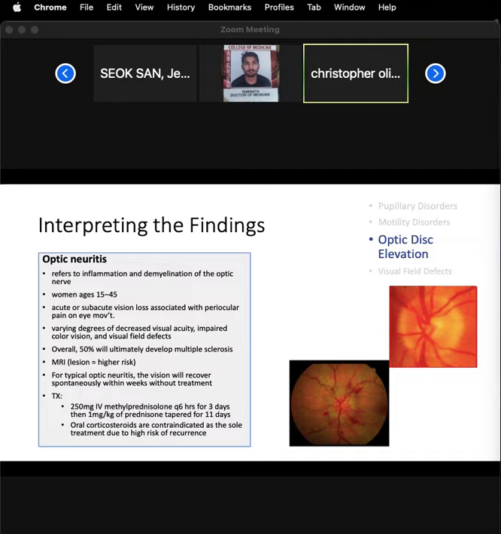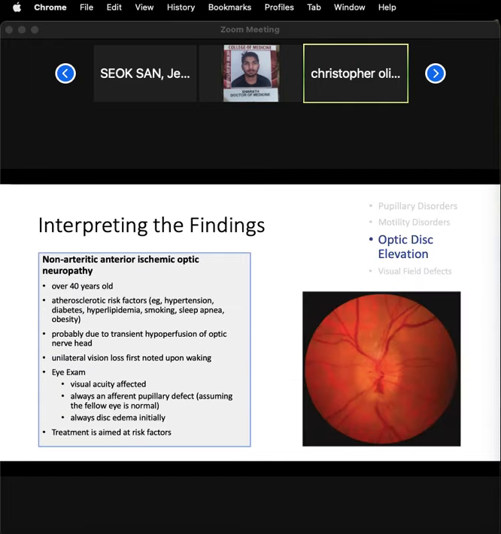Okay? So the treatment for optic neuritis is 250 milligrams IV methylprednisolone Q6 or 4 times a day for 3 days. Then 1 milligram per kilogram of prednisone tapered for 11 days. IV for 3 days, high dose methylprednisolone, and then oral prednisone tapered for 11 days. Yung oral corticosteroid alone or solo therapy is contraindicated kasi it poses a higher risk of recurrence.